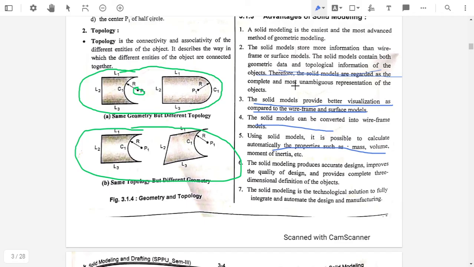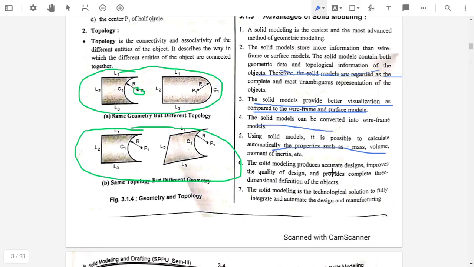If we design a solid model and use a specific material for that purpose, then we know the density of that material. If we use copper as a material for any object, then we know the density of copper. If we use mild steel as a material for the object, then we will know the density of mild steel. So by using the information of the density and the volume of the object, we can easily calculate the mass of the object. So these properties can be automatically calculated in the case of solid modeling.